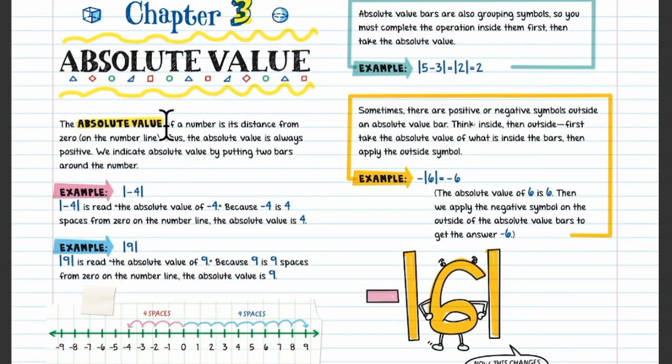Next chapter. Chapter 3: Absolute value. The absolute value of a number is the distance from 0 on the number line. Thus, the absolute value is always positive. We indicate absolute value by putting 2 bars around the number. Example: here they put 2 bars around -4.